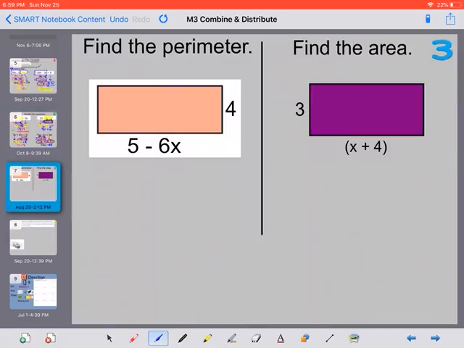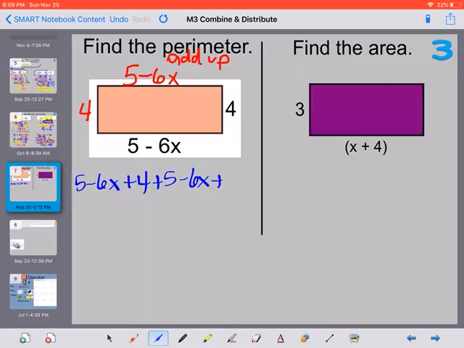Let's flip over to the back side. This is really distributing and combining like terms, but in terms of area and perimeter. First, find the perimeter. Perimeter, remember, means adding up all sides. So this side would be 4 if the right side is 4, and the top would be 5 minus 6x as well. So if you wanted to write it out, 5 minus 6x plus our next side 4 plus our next side 5 minus 6x plus our last side 4, you can. Otherwise, if you can combine like terms right from the drawing or the picture, that's fine.